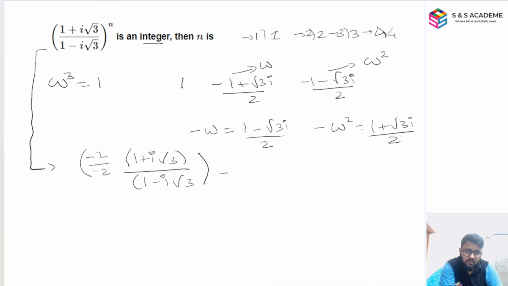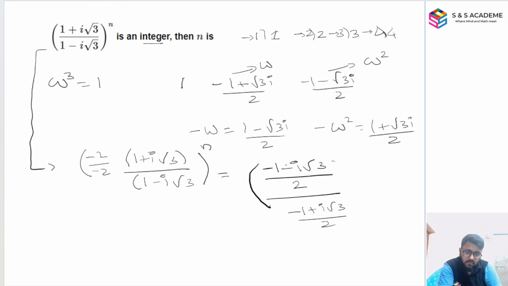After some alterations to this given form, and we should not forget the whole power n, we get minus 1 minus i root 3 divided by 2 over minus 1 plus i root 3 divided by 2, where minus 1 minus i root 3 by 2 is omega square. So this will be the whole power n.